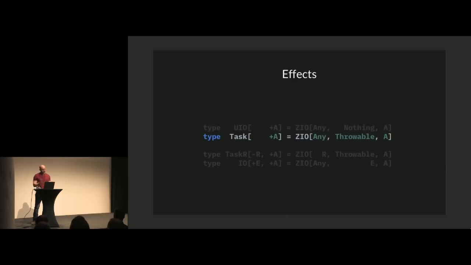Task, on the other hand, doesn't need anything but can fail with any Throwable or succeed with an A. This is the direct analog of Task in Monix. RIO is very similar to Task, except it does require an R. It requires something from its environment, maybe some configuration, maybe access to a database or a console or a web API or something like that. And then finally, IO represents an effect that has no requirements from its environment, but may fail with an E or may succeed with an A.